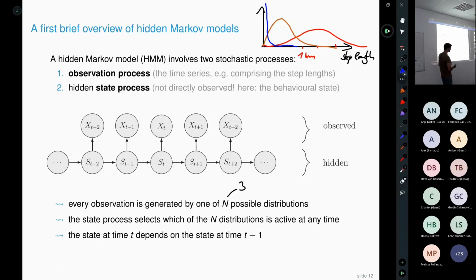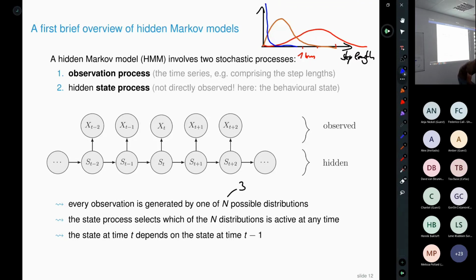So we have different distributions depending on what behavioral mode is active: resting, foraging or traveling. Resting would be the blue distribution, foraging the orange, and traveling the red distribution. That's something we assume. Depending on what behavioral mode the animal is in, either the blue distribution will generate the step length, or the orange, or the red. And this process down here selects which of these distributions is active at any point in time.